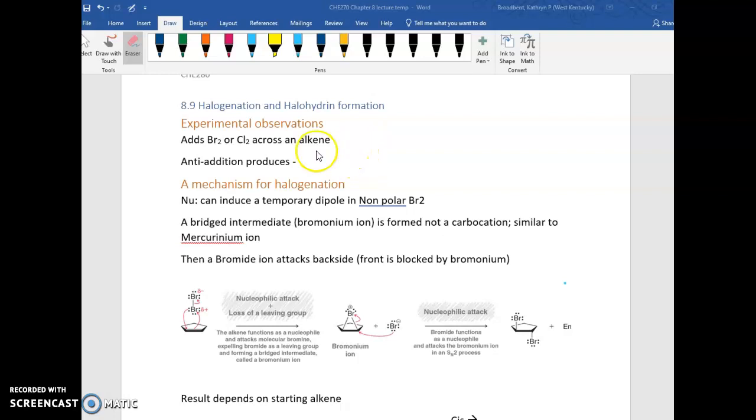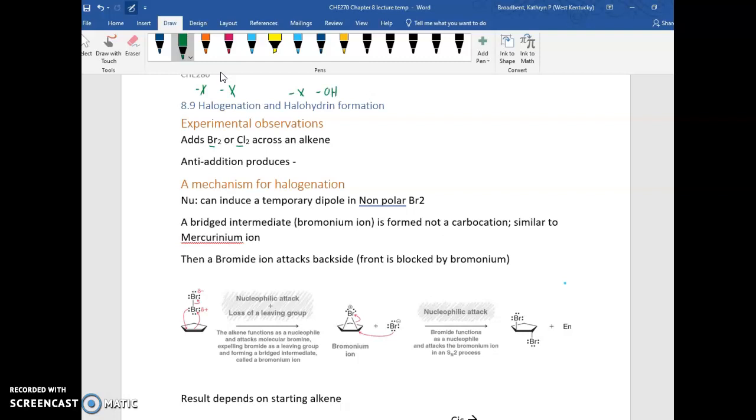So halogenation is adding a halogen and another halogen. So here we're adding 2 bromines or 2 chlorines across an alkene. Halogenhydrin is a halogen and a hydroxy being added. So first we're going to talk about halogenation.